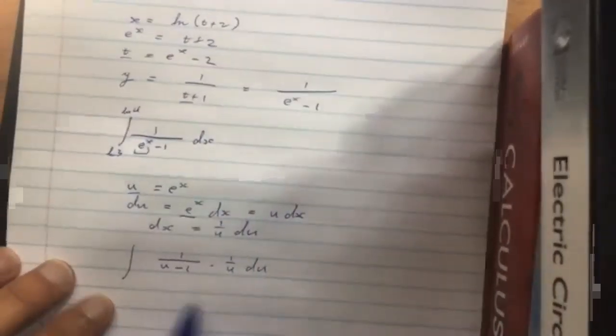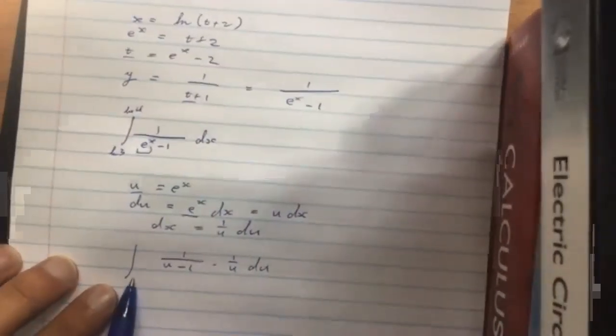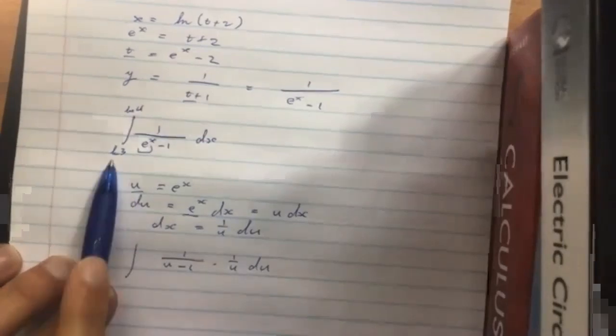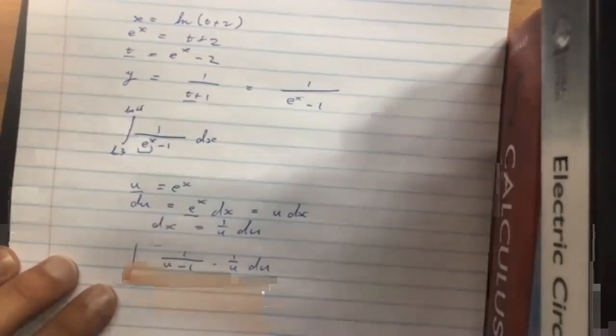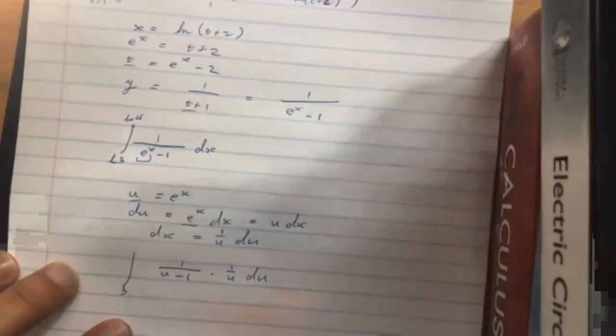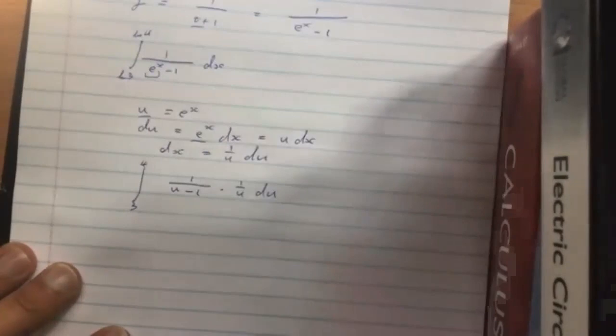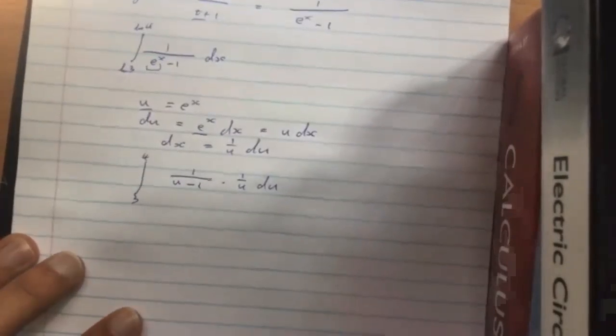Okay, and now again, we have to look at our bounds. So when x is ln 3, then e to the x is 3, and when x is ln 4, e to the x is 4. So this is now our new integral, which looks even easier or more approachable.